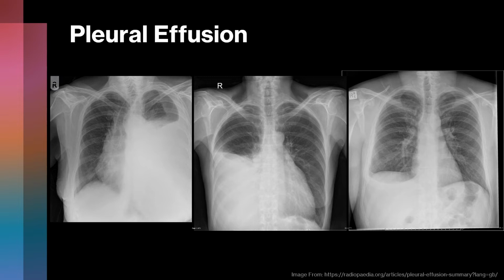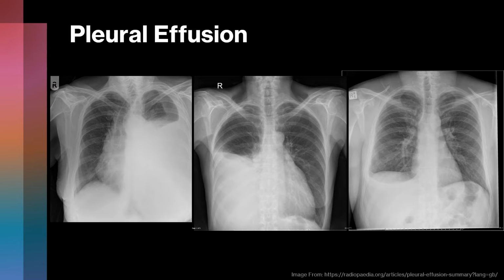And finally are pleural effusions. So these can be split into transudate and exudate. So cardiac failure is an example of a transudate pleural effusion, and other causes of a transudate pleural effusion could be nephrotic syndrome or cirrhosis, whereas your exudate pleural effusions tend to be more pneumonia, tuberculosis and mesothelioma.